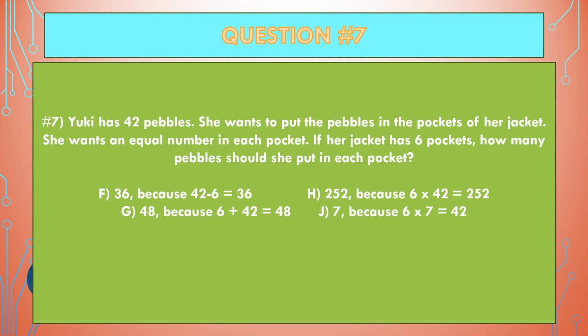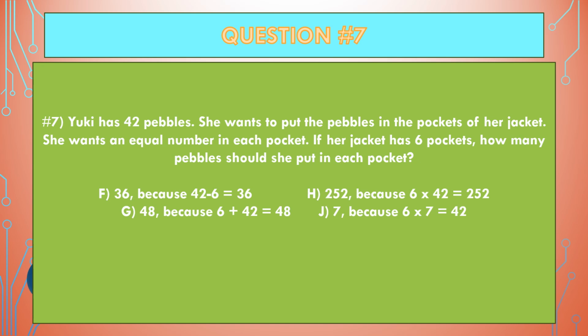Let's take a look at question number 7. Question 7 says Yuki has 42 pebbles. She wants to put the pebbles in the pockets of her jacket. She wants an equal number in each pocket. If her jacket has 6 pockets, how many pebbles should she put in each pocket?